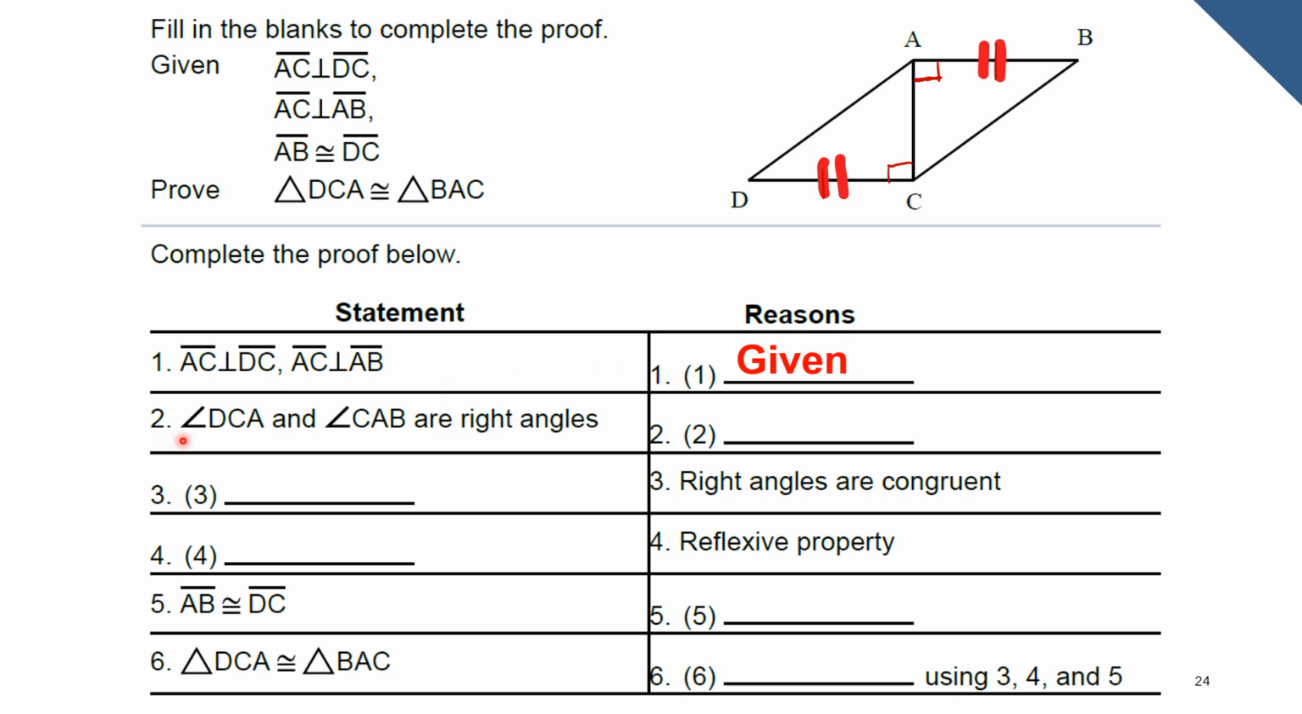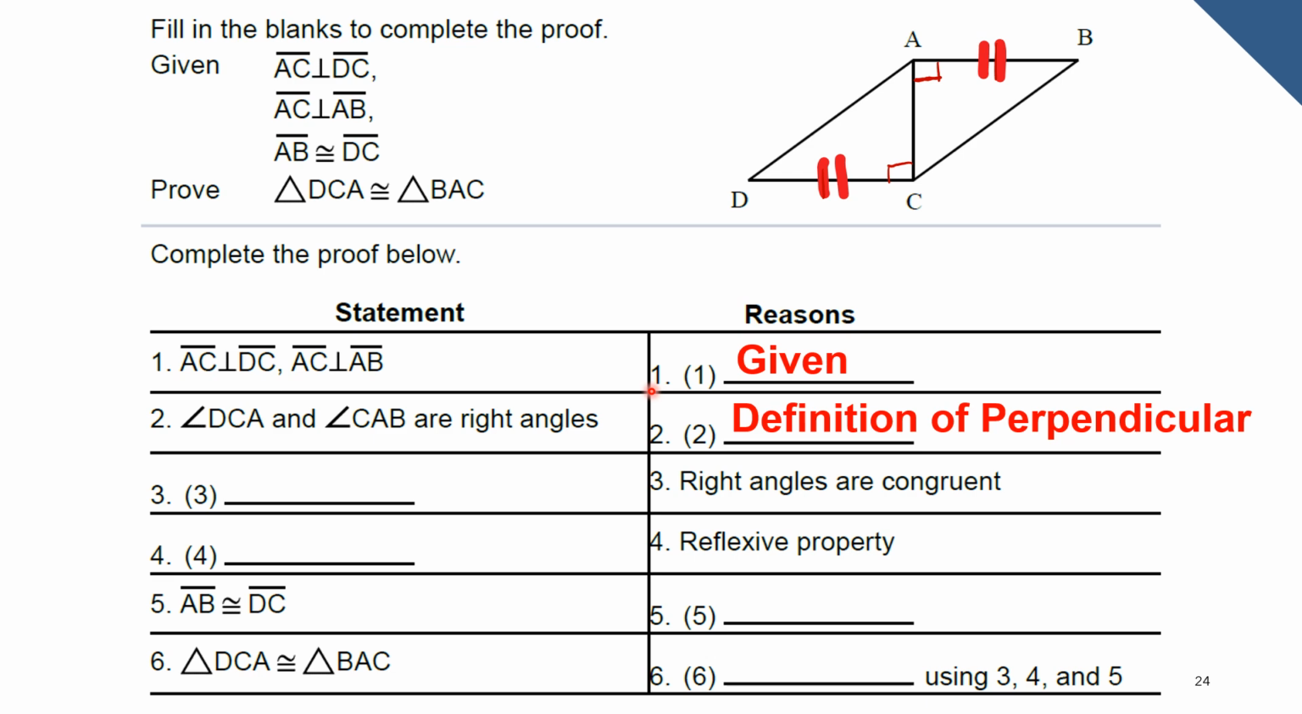The next line says angle DCA, so that's that right angle there, and angle CAB are right angles. Yep, that's also a right angle. We've got that labeled. Now, how did we know to label that? What was the reason that we had for labeling that? That was the definition of perpendicular. We talked about that the definition of perpendicular is that the two line segments cross or intersect at a 90-degree angle or a right angle. So angle DCA and angle CAB are right angles. That was the definition of perpendicular.